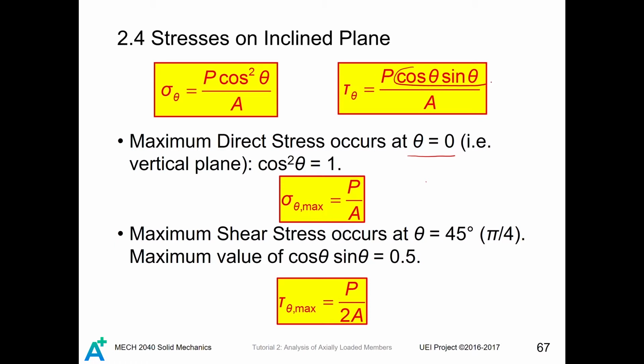Besides, for the maximum shear stress, it is a little bit special. Consider cosine theta times sine theta. Its maximum value is 0.5, which occurs at 45 degrees. Therefore, the maximum value of cosine theta sine theta is 0.5, and the maximum shear stress occurs at theta equals 45 degrees, which is P divided by 2A.